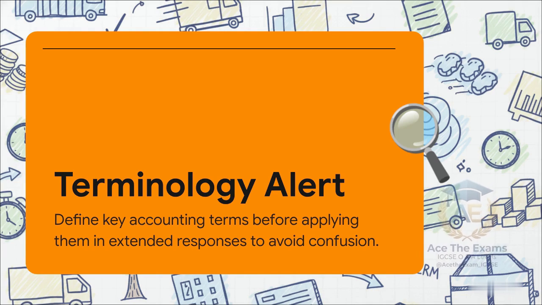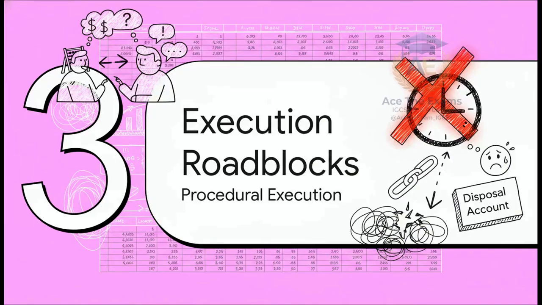If those terms are mixed up in your answer, it signals to the person grading your paper that there's a fundamental lack of understanding of the core accounting principles. Precise definitions absolutely must be established before you even attempt to build an extended analytical argument. Act 3. Roadblocks and the Procedural Execution Framework.